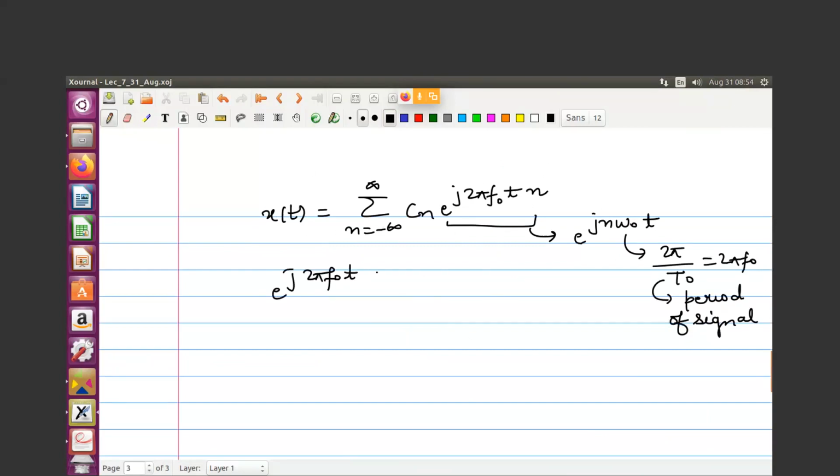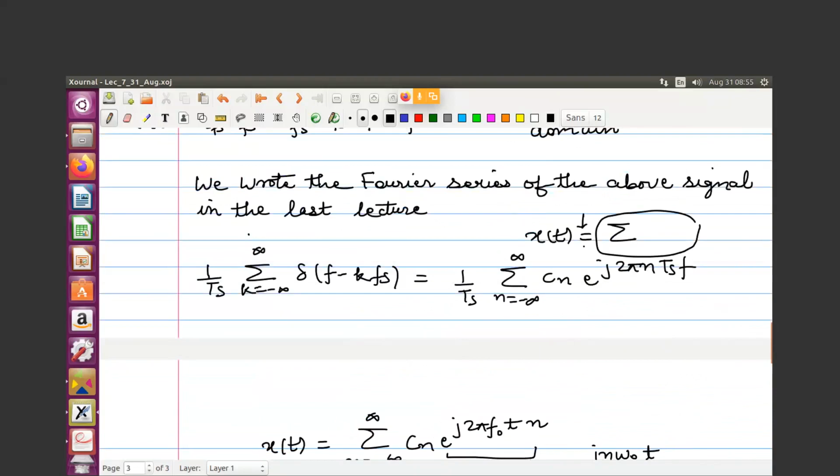Suppose I consider this: cos of 2 pi f naught t plus j times sine of 2 pi f naught t. So this is a cosine signal of frequency f naught, and this is a sine signal of frequency f naught. If I put an n here also, you will have several cosine and sine functions with frequencies which are multiples of the fundamental frequency f naught. So the same thing should exist in the frequency domain as well.